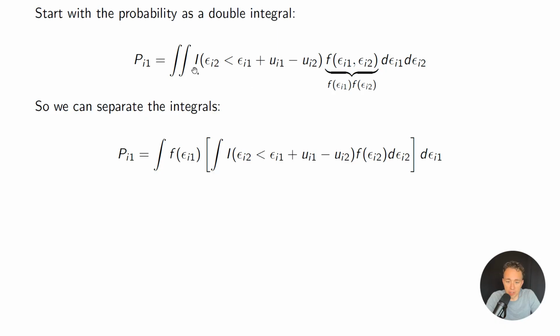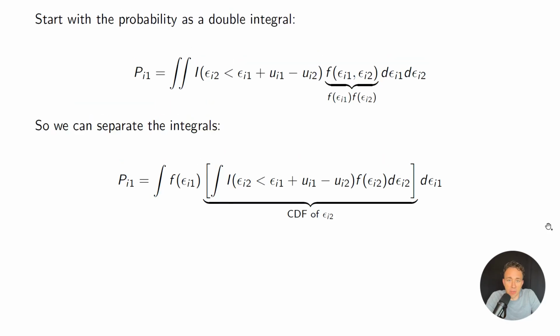So all I've done is just apply this condition, and then we separate out the stuff that has to do with epsilon 2 from the stuff that has to do with epsilon 1. And what's inside this set of braces? Well, this is just the CDF of epsilon I2 evaluated at this expression. So this is just the definition of the CDF. The CDF will give us a probability of some event, and what you see in the integrand here is exactly the definition of that probability. So we can see that that's the CDF of epsilon I2, and then we can simplify this expression.